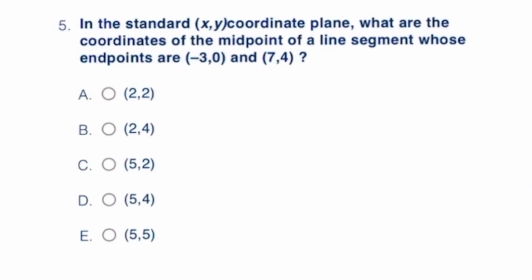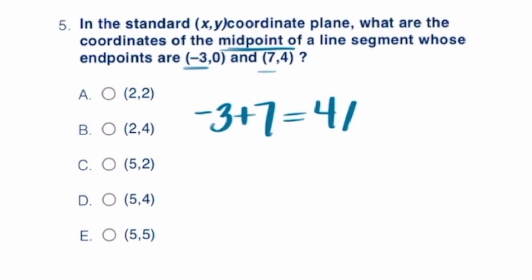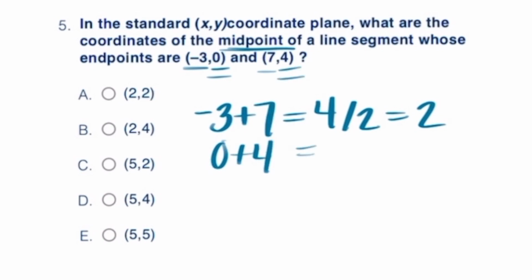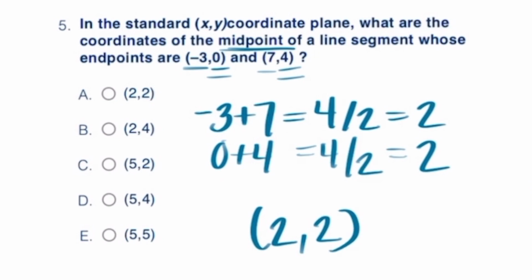For number 5, we're going to the coordinate plane, so you could graph both of these points, draw a line, and then try to find where that point would be exactly in the middle, or you can just find the middle of your x's, the middle of your y's, and there's your point. So to find the middle, you can just add them up. So I added up my -3 and 7, and then divided it by 2 to find that midpoint. I'm doing the same thing with my y's, 0 plus 4, divided by 2, to find that my midpoint would be where x is 2 and y is 2, so option A.